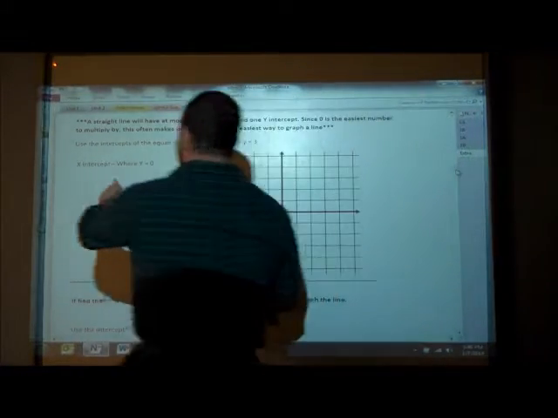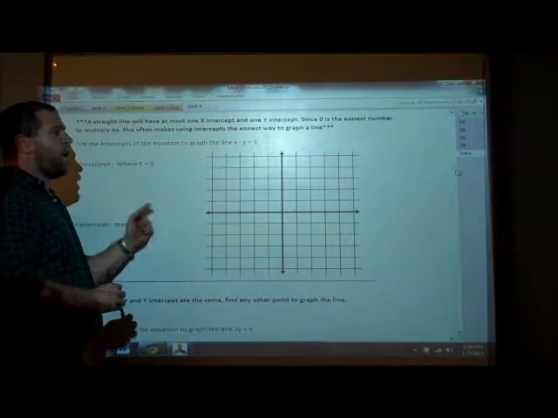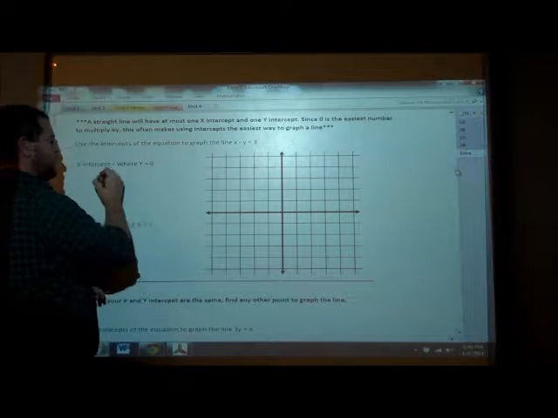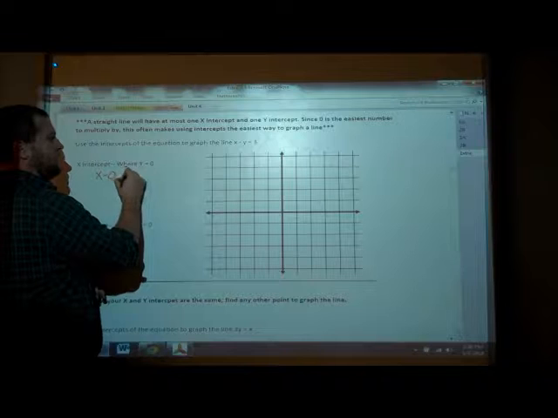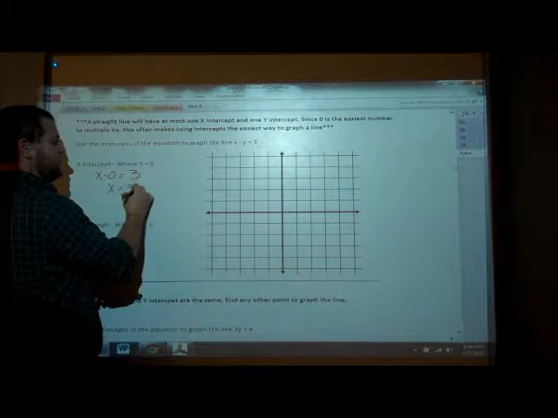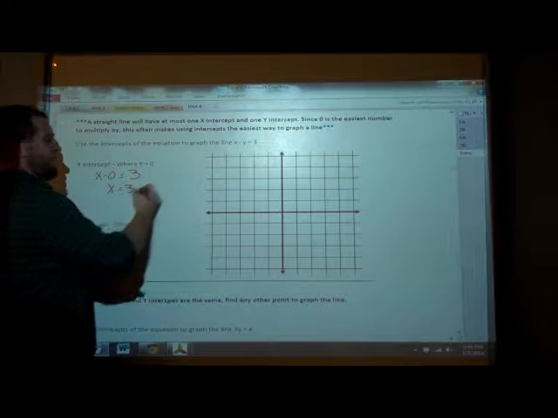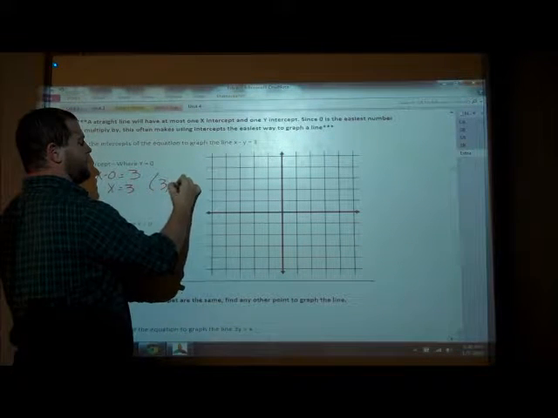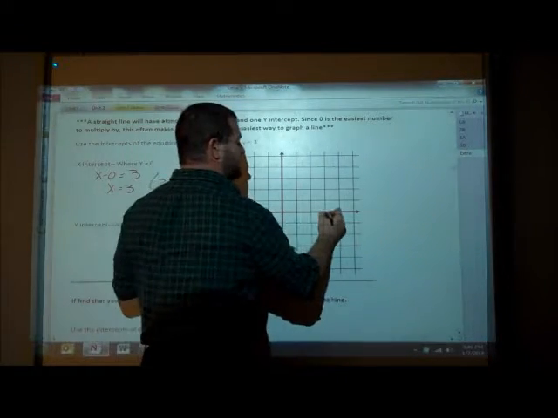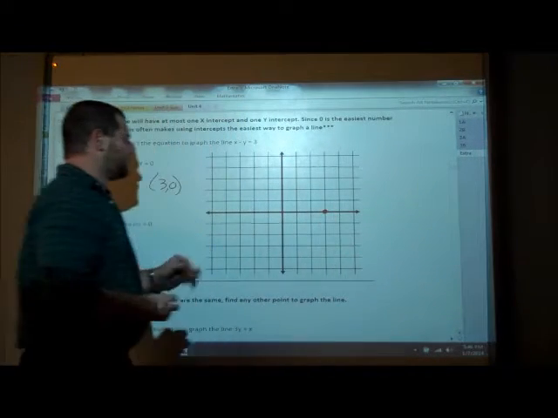So the x-intercept, like I said in the previous page, is where y equals 0. So all I'm going to do is substitute in 0 for y. x minus 0 equals 3. x minus 0 is just x. So therefore x equals 3. And that gives me an ordered pair of 3, 0. So I'm going to go to my line, 1, 2, 3, and I'm going to put it there.